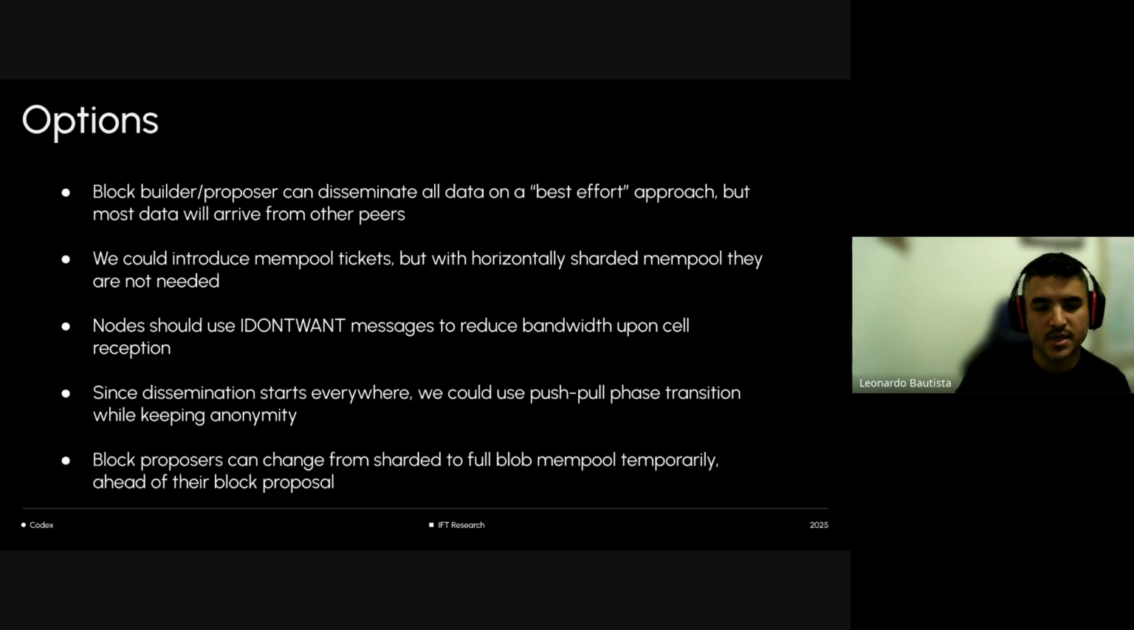Now, as I say, the block builder or proposer can disseminate all the data on a best effort approach, meaning that the data doesn't need to arrive within 12 seconds, actually within the first 4 seconds, if you really want the block to be taken into account. It can send it a little bit slower, because most of the nodes will get the data from their peers, not from the block proposer.